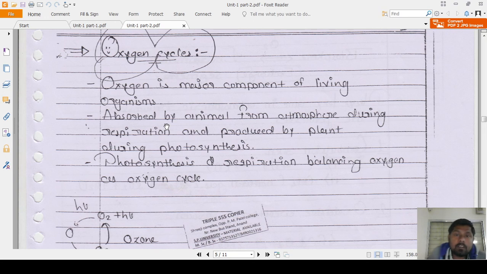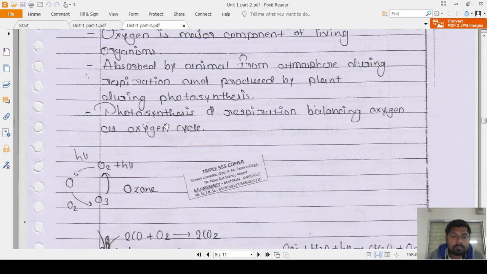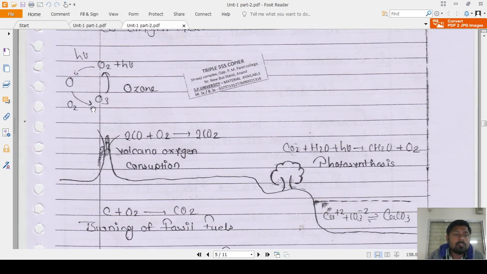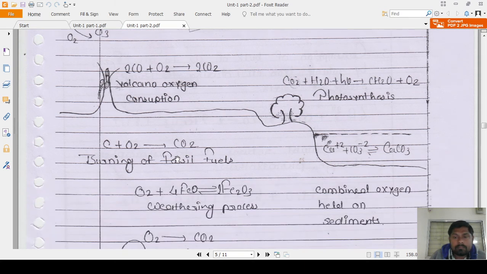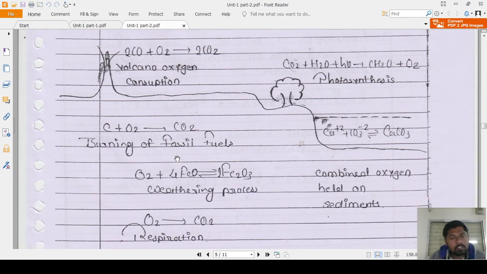So, in the oxygen cycle two processes are main: one is photosynthesis, another is the respiration process. There is also the circulation of ozone, where ozone is converted into O2 plus a free radical in sunlight. That is the oxygen cycle. Another process is volcanic oxygen consumption. In plants, in photosynthesis, CO2 plus water in the presence of sunlight gives carbohydrates and oxygen.